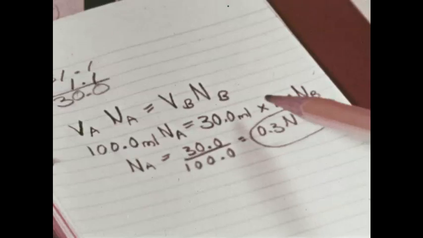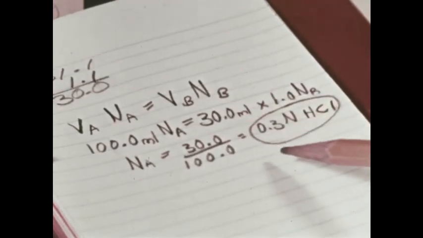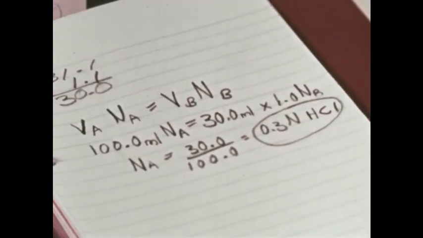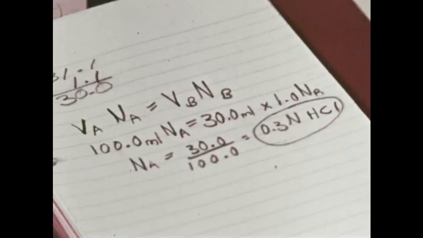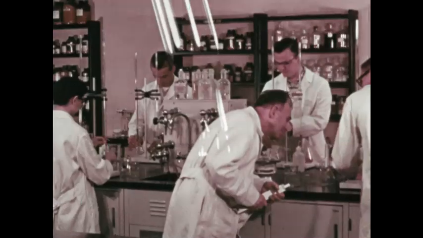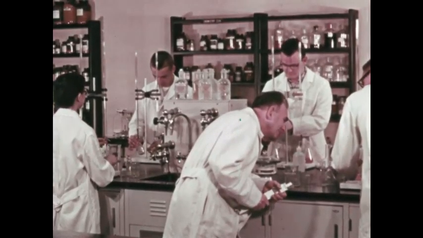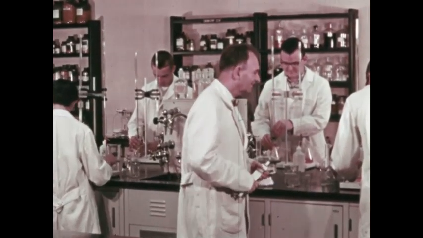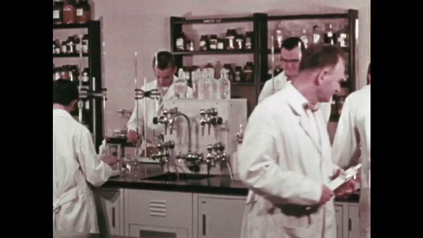Now, by mathematics, we find out the concentration of the acid. In this case, the acid solution was only 3/10 normal. This method of checking strength of a solution is called titration. Titration is done daily in laboratories and in industry where solutions are used.